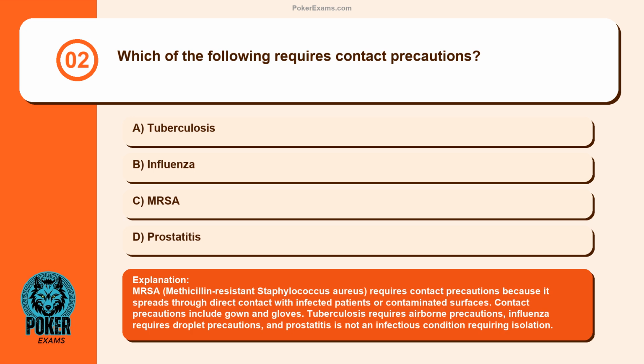MRSA, methicillin-resistant Staphylococcus aureus, requires contact precautions because it spreads through direct contact with infected patients or contaminated surfaces. Contact precautions include gown and gloves. Tuberculosis requires airborne precautions, influenza requires droplet precautions, and prostatitis is not an infectious condition requiring isolation.